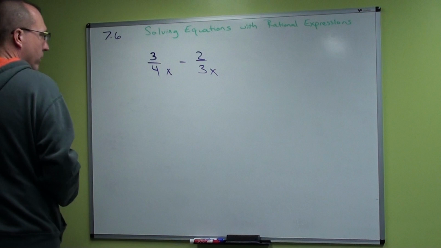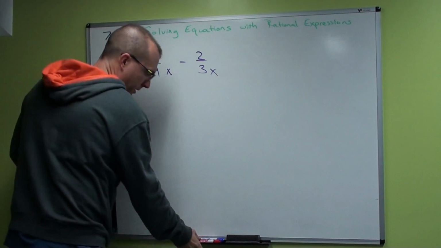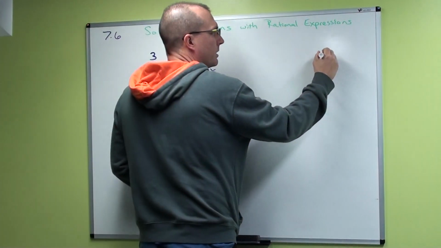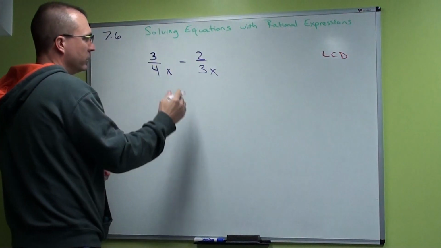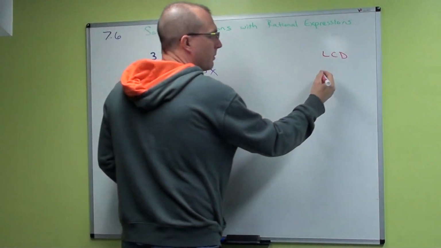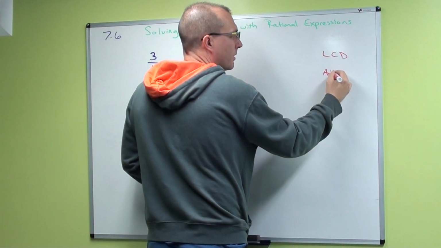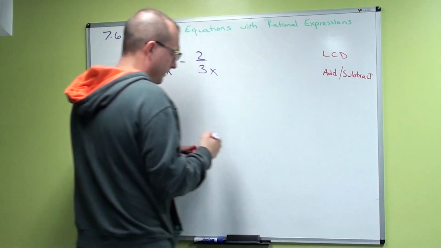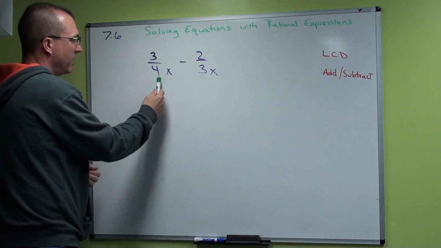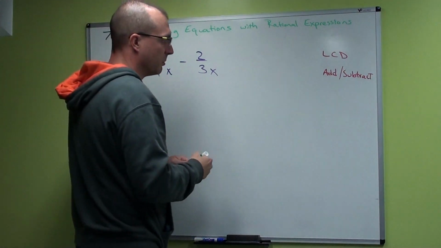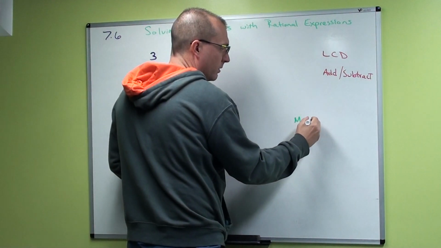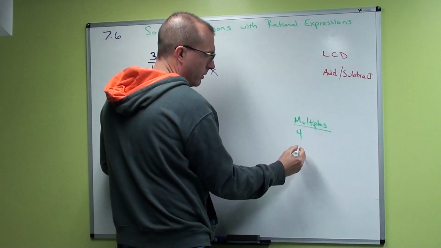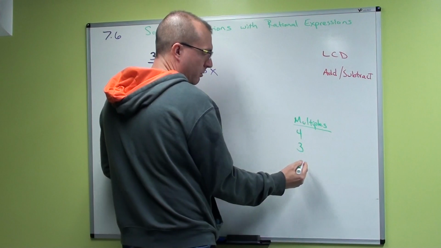This is a quick review of our previous lessons. To do this, we need to get a least common denominator first. Once we get the least common denominator, then we're going to add or subtract. Remember, least common denominator, 4 and 3. We can use multiples to do that. It's one way.